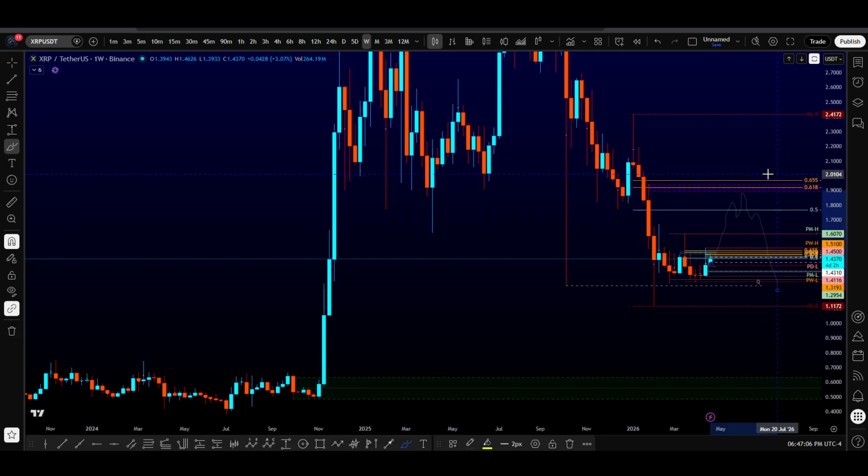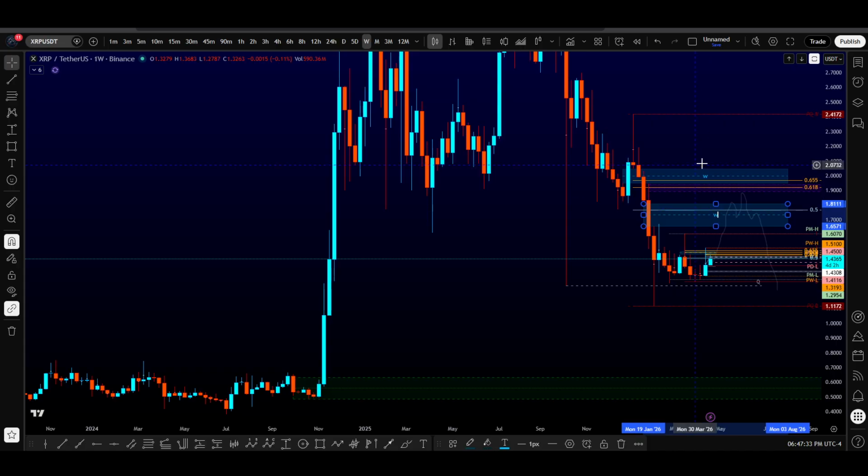If we get $2, even better, psychological level, which also lines up with the inverted fair value gap right around that level as well, right? So a couple key areas to keep in mind, and we're gonna see how this just plays out here over the next few weeks. You know, weekly charts take a very long time to play out, but when they do play out, they can bring in a lot of momentum.